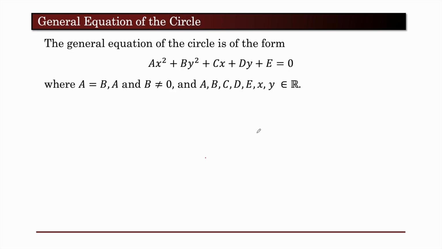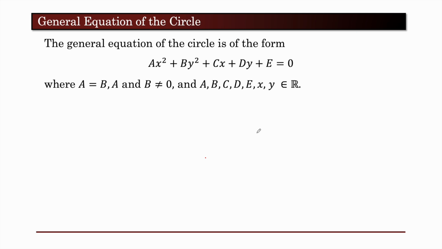Now, if a circle has a standard equation, a circle can have a general equation as well. So, the definition, we have ax squared plus by squared plus cx plus dy plus e equals 0.